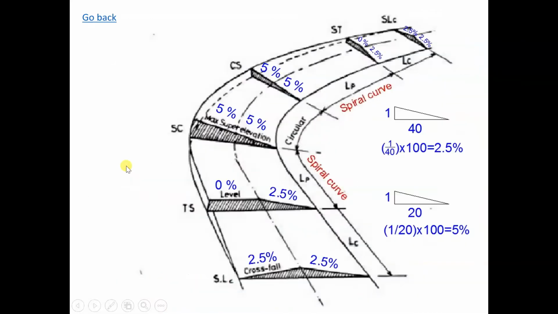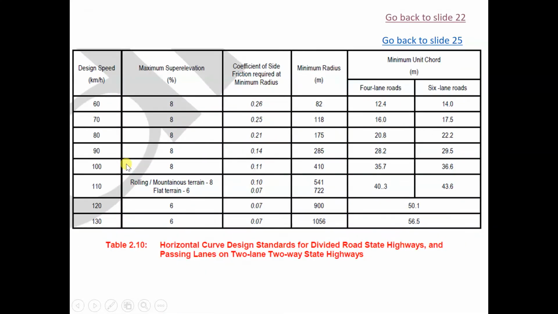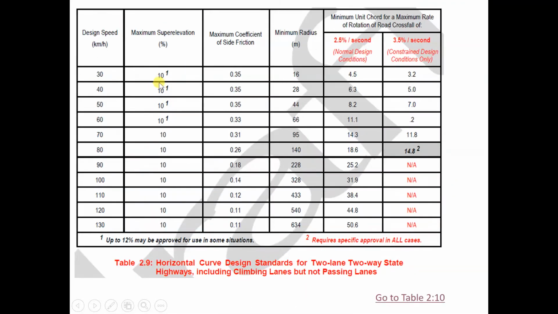But the one we saw just now is 10. Up to 12% may be approved for use in some situations. So for the lower speeds, if approved, you can go up to 12%. Otherwise, the maximum is 10%.